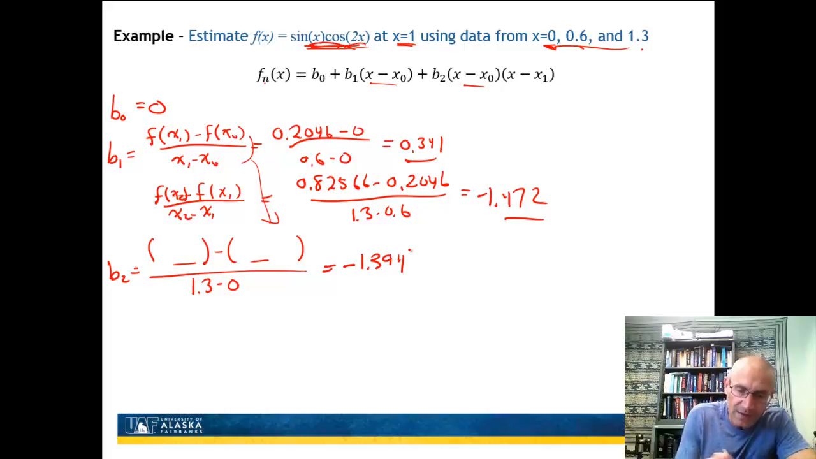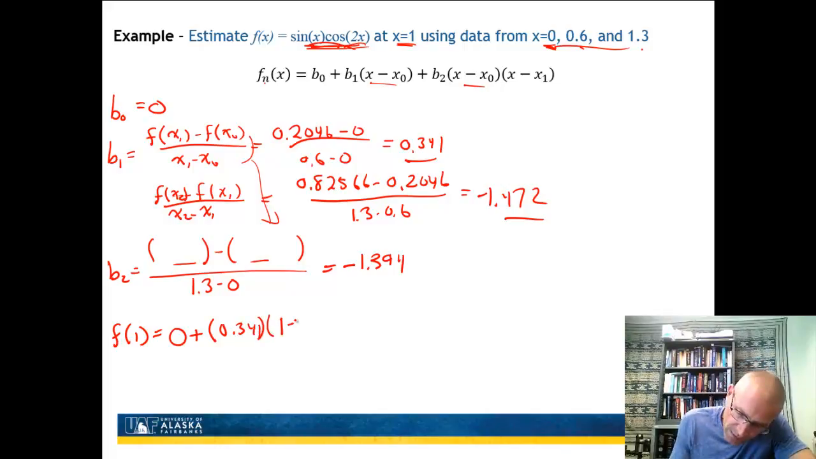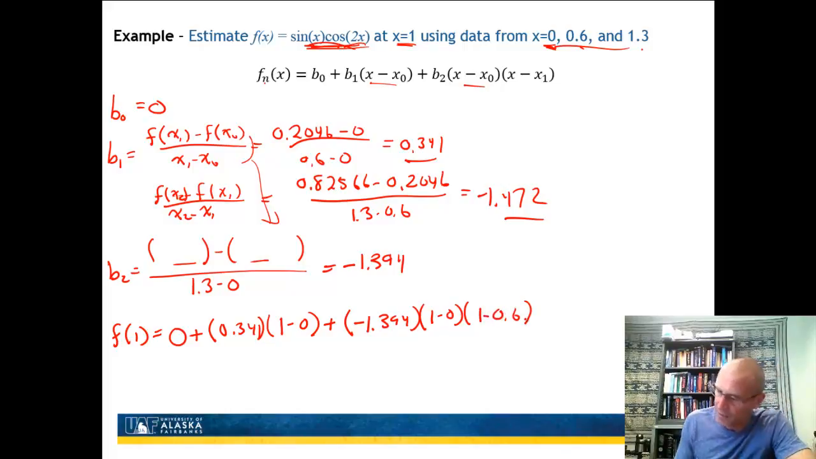And since this is the highest order we've got b0, b1, and b2, and we have 3 points, I can now go ahead and estimate what my function is, for example, at 1. So the function at f1 is, well, it's b0, which is going to be 0. And then I have my b1 value, so 0.341, and then I multiply that by 1 minus 0, my x minus x0. And now I've got my b2 term, so I'm going to add a minus 1.394. All right, and that's going to be multiplied by 1 minus 0 and 1 minus 0.6 to go ahead and get what my function is.